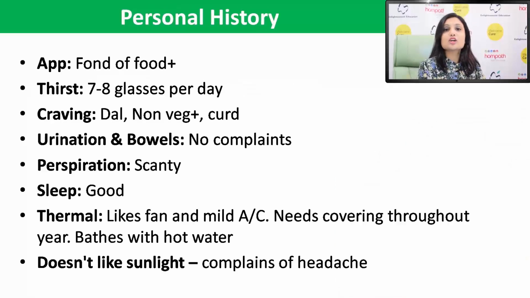Now with regards to the personal history of this baby. His appetite was good and he is fond of food. Thirst is 7 to 8 glasses per day, which is very good for a child. He had craving for dal or lentils, non-vegetarian food and curd or yogurt. There were no complaints in urination or during bowel movements. Perspiration was scanty. Sleep is good.